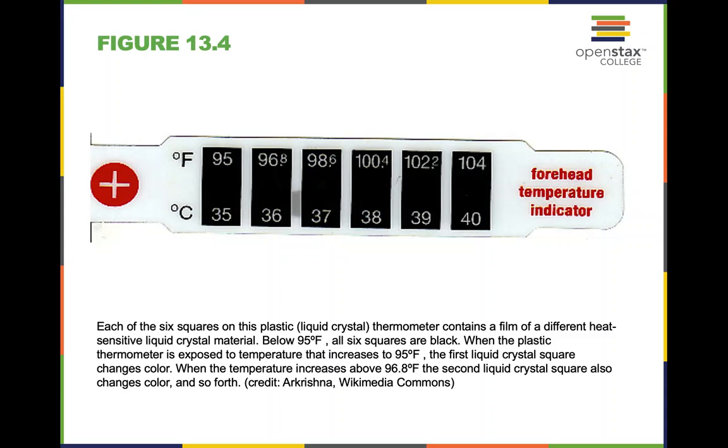Here, each of these 6 squares on the plastic liquid crystal thermometer contains a film of different heat-sensitive liquid crystal material. Below 95 degrees Fahrenheit, all 6 squares are black. When the plastic thermometer is exposed to a temperature that increases to 95 degrees Fahrenheit, the first liquid crystal square changes color. When the temperature increases above 96.8 degrees Fahrenheit, the second liquid crystal square also changes color, and so forth. You can't really tell here, but each one will change color as you progress.